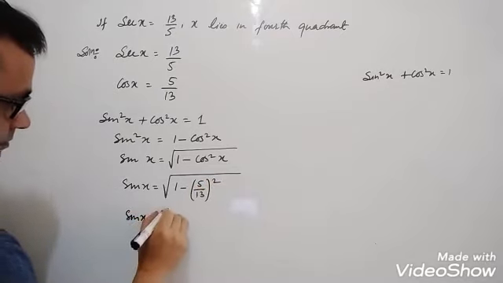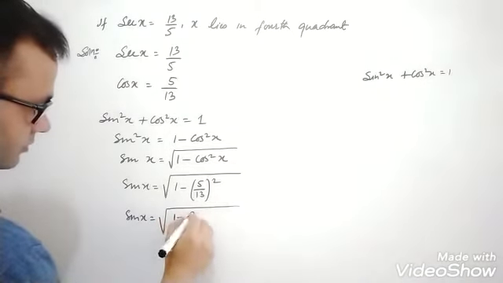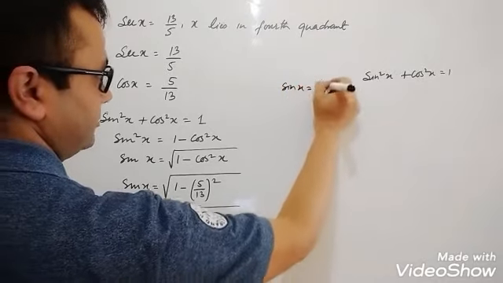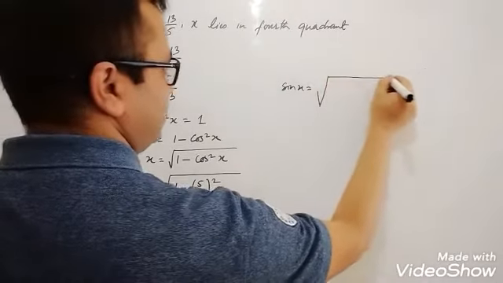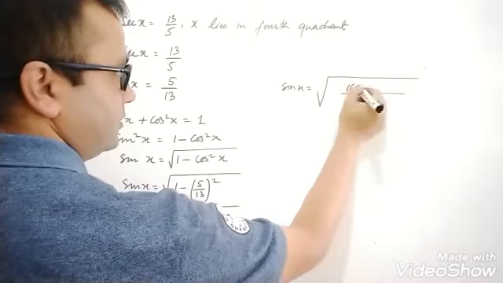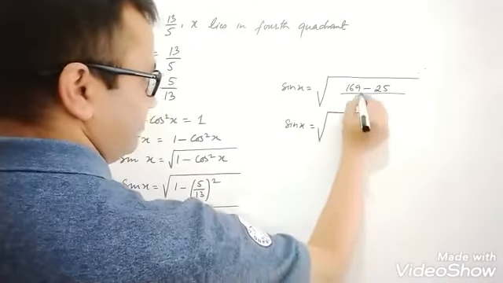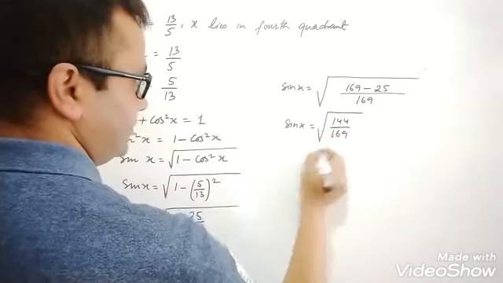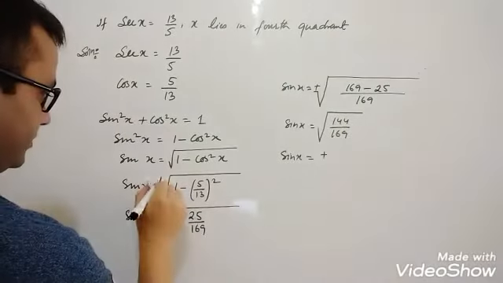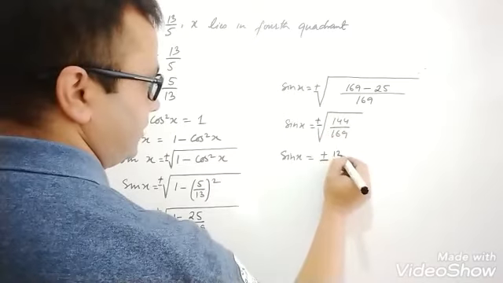Sin x equals root over 1 minus 5/13 squared. The square of 5 is 25 and of 13 is 169. So sin x equals root over, now take the LCM. The LCM is 169. 169 into 1 is 169 minus 25. So sin x equals root over 144 by 169. Sin x equals plus minus root, so plus minus 12/13.